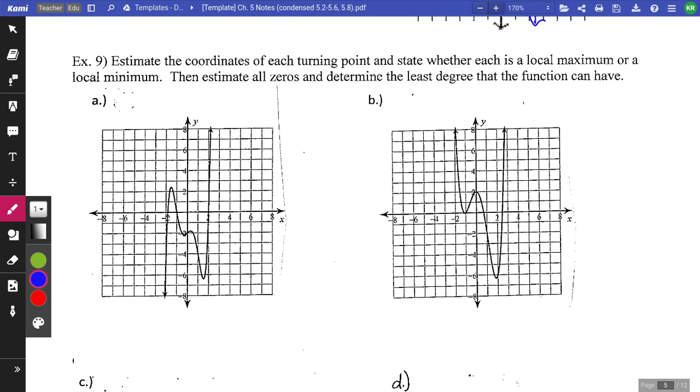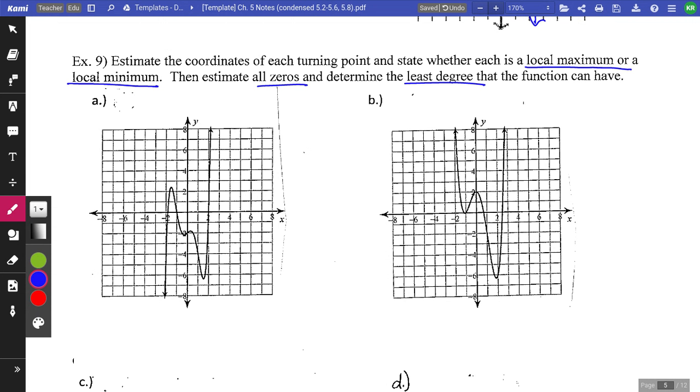Okay, so what is it we're looking for? We are looking for local mins and maxes. We're going to find the zeros, and we're going to talk about the degree. All right, so if you look at B, you'll notice it's this W shape. So that's going to be an even polynomial. So it'll be like a 2, a 4, a 6.